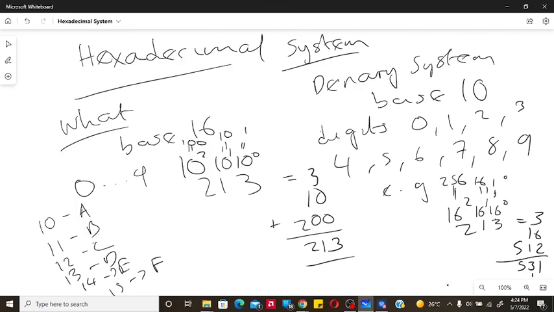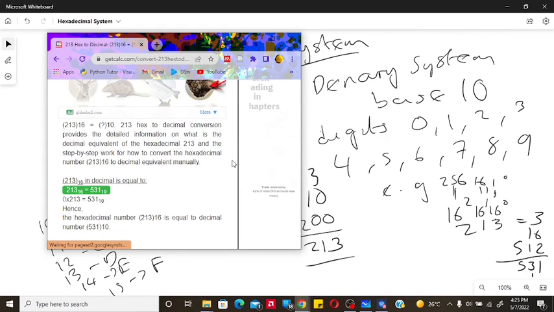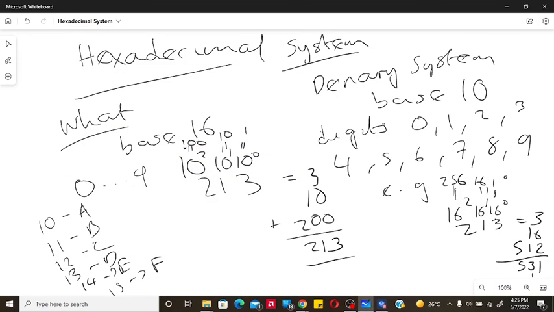To prove this, I've opened up a Google tab, and in this Google tab you can actually see by the website's explanation that 213 in hexadecimal is simply 531 in the denary system. Why is it this? Because simply you have changed the base. You're not using base 10, which is typically used in everyday life. You're using base 16. So that was a simple explanation of what the hexadecimal system is.